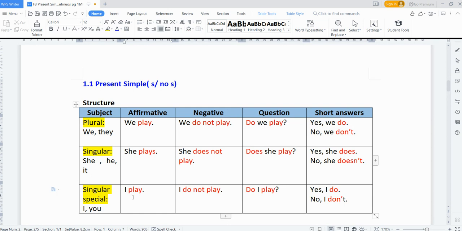Same with you. You play, you do not play. Do you play? Yes, you do. No, you don't. Okay, so that is for the structure.